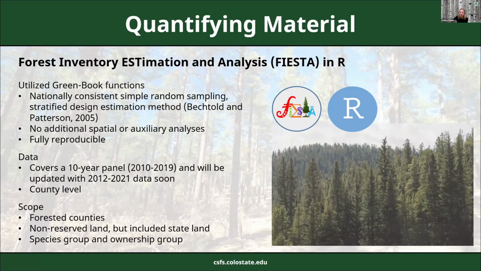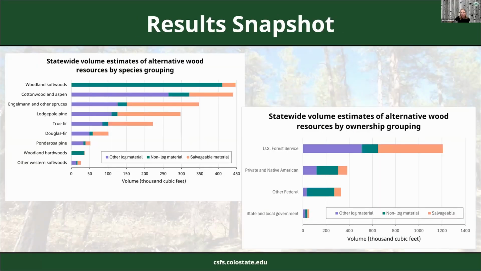And then through using Fiesta, we were able to summarize each volume category from the previous slide across each county, and then broken out by ownership groups and then by species groups. So I'm not going to go into too much detail about our results, but I want to just provide an overview of the different scales and the different categories that we use to summarize the data.